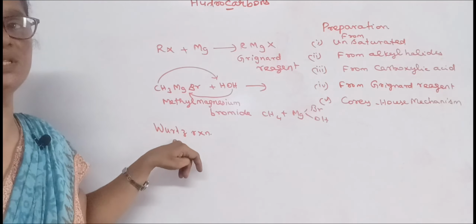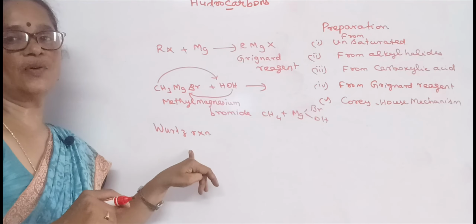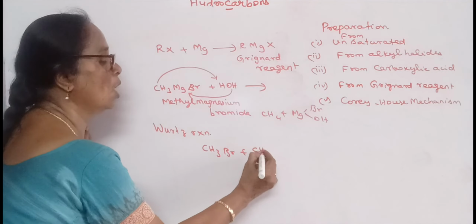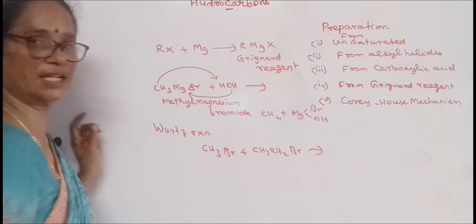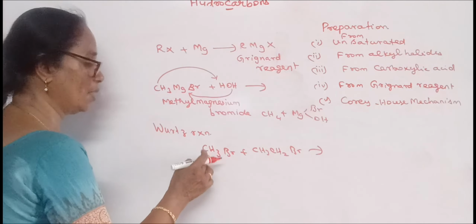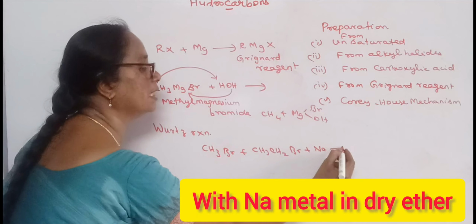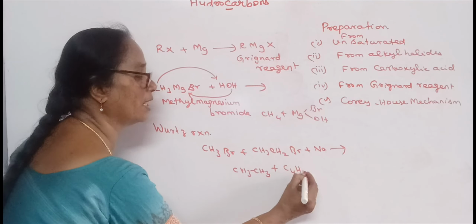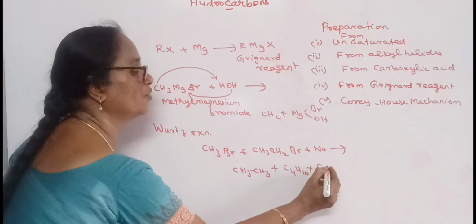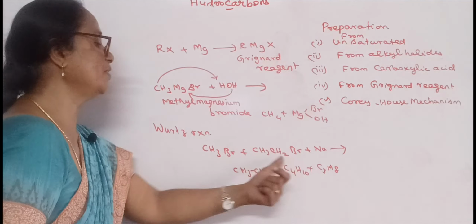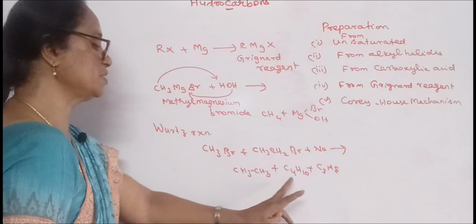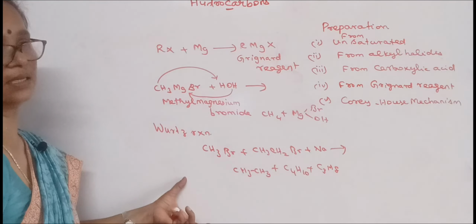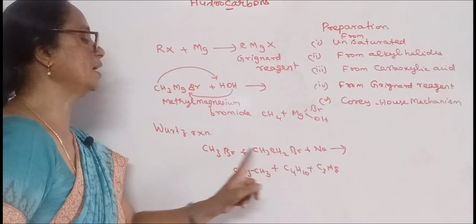From Wurtz reaction, I would like to say one more piece of information. This method is useful for two similar alkyl halides. If you have two different alkyl halides, say one is CH3Br and the other is CH3CH2Br, it gives rise to a mixture of hydrocarbons. CH3Br with CH3Br makes ethane, ethyl bromide with ethyl bromide makes butane, C4H10, and methyl with ethyl forms C3H8. See that? When two different alkyl halides are taken in Wurtz reaction, it gives different hydrocarbon products, and none of them will be in good yield. So Wurtz reaction is not preferred for two different alkyl halides.